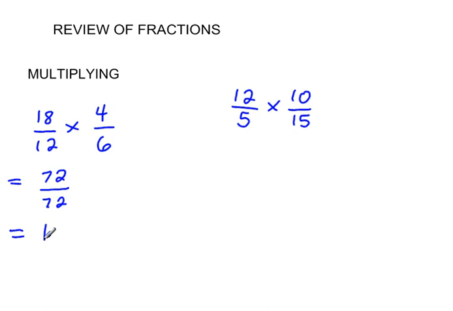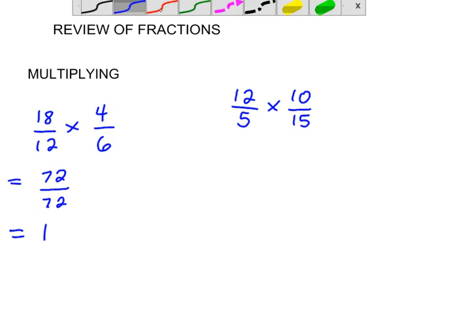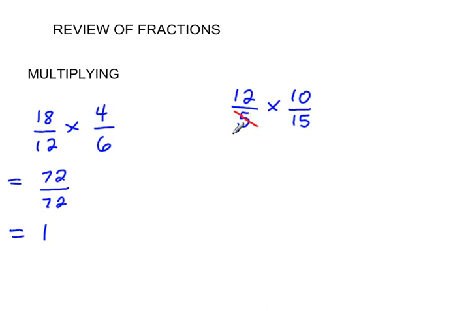Now the method on the right, I'm going to use a canceling method. A lot of you like to call it cross-canceling. It's not called cross-canceling, it's just called canceling. And when you cancel, what you're doing is you're looking for something that goes into both a number on the bottom and a number on the top. So for example, 5 goes into 10 twice. So I can cancel out the 5. 5 goes into 5 once, and 5 goes into 10 twice. I can also cancel the 12 and the 15 because there is something that goes into both of those. 3 goes into 12 4 times, and 3 goes into 15 5 times.